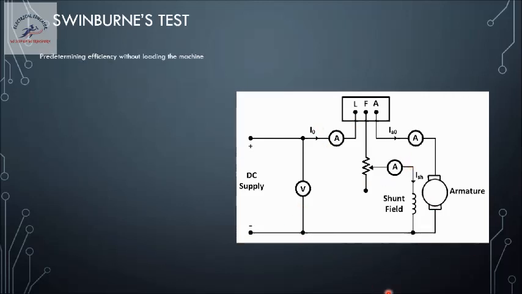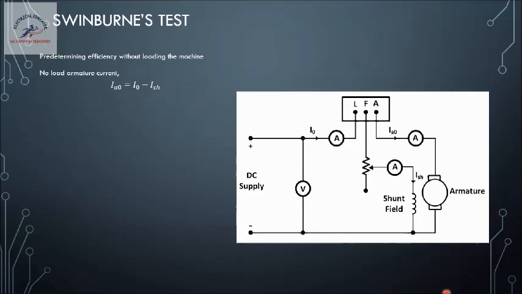By observing these readings, we are predetermining the efficiency of this DC motor without actually loading the machine. The efficiency can be found out for a machine working either as a generator or as a motor. Both ways we can find out by doing this test. Let us see how it is.